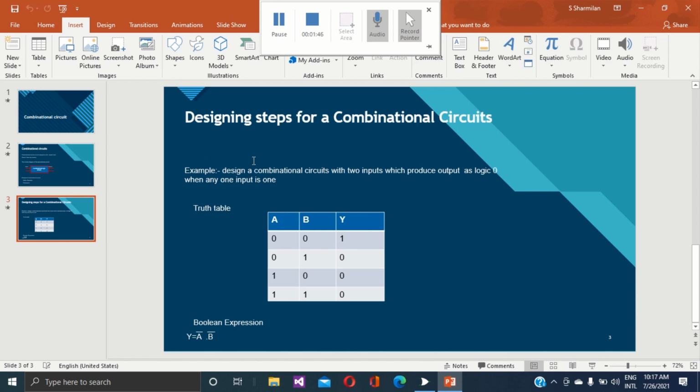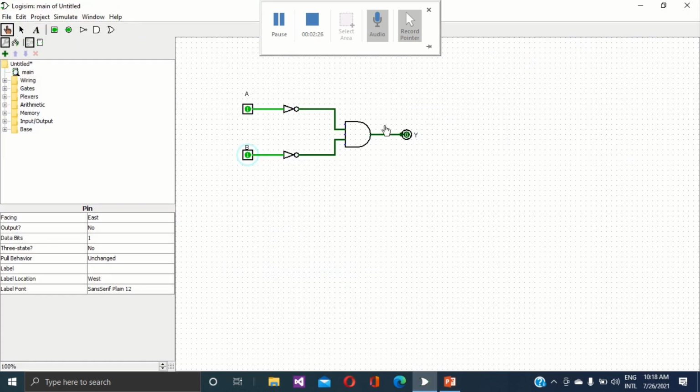Here I am using a small example. My question is: design a combinational circuit with two inputs which produces output as logic 0 when any one input is 1. This is my truth table. I take two inputs and I get one output. This is my Boolean expression: y equals a bar into b bar. Now I am going to implement my logic diagram. This is my logic diagram.